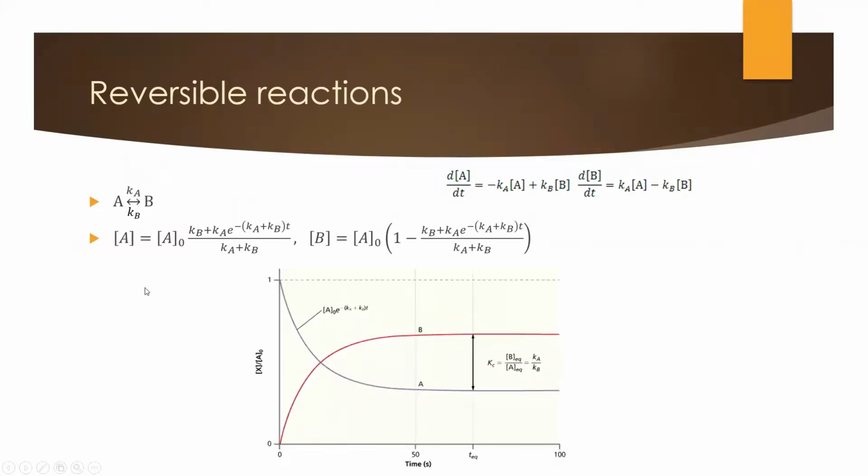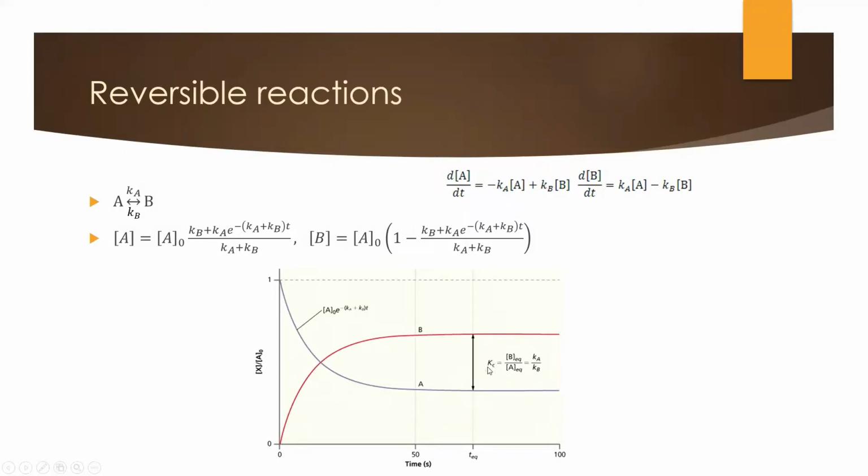So what we end up getting then is an expression that looks like this. We have an exponential decrease in A. There's an apparent rate constant for A, that's the sum of Ka plus Kb. And then we end up with a non-zero concentration of A and a non-1 concentration of B at infinite time. Once the concentration stops changing, we have reached equilibrium.